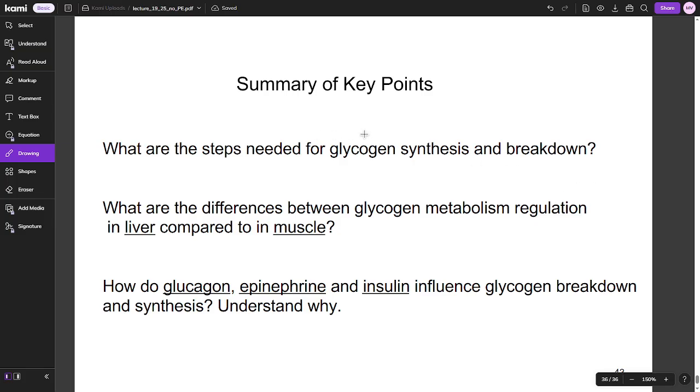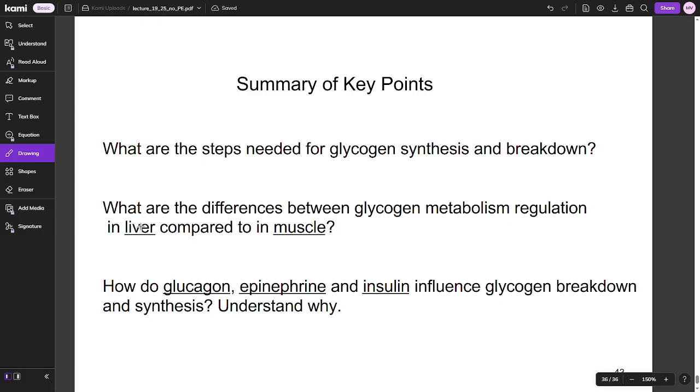Basically, for glycogen synthesis, you need glycogen synthase, and you need that UDP glucose pyrophosphorylase enzyme, if I'm not mistaken. You need that to activate the glucose. You need pyrophosphatase to hydrolyze that pyrophosphate to make this a favorable reaction. You need glycogen synthase to actually add the UDP glucose to the growing glycogen chain. You need the branching enzyme to form those alpha 1,6 branches after the alpha 1,4 chains have been formed.